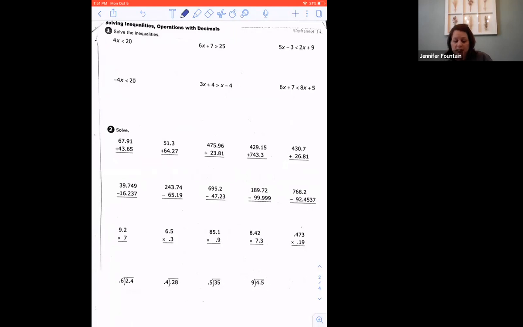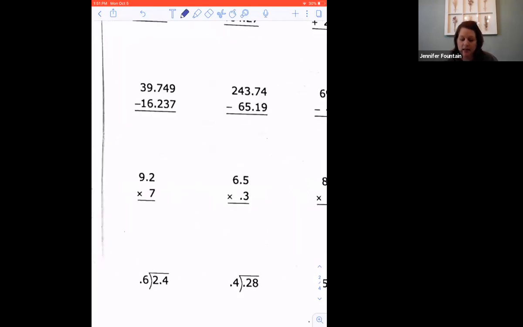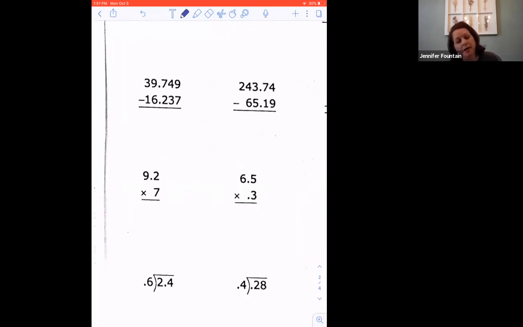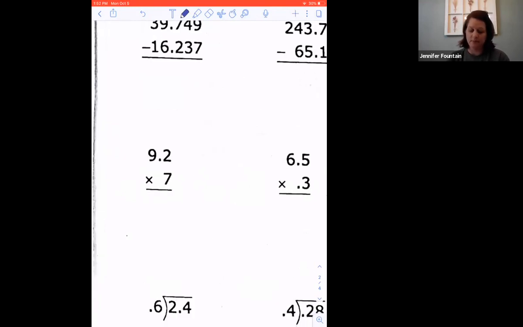Activities 2: addition, subtraction, multiplication, and division. When I multiply, I need to make sure that I put the decimal in my answer. I do not worry about it as I'm multiplying. I just go ahead and multiply like usual, then I look to see how many decimal places I have in my problem. And that's going to be how I decide where my decimal goes in my answer.